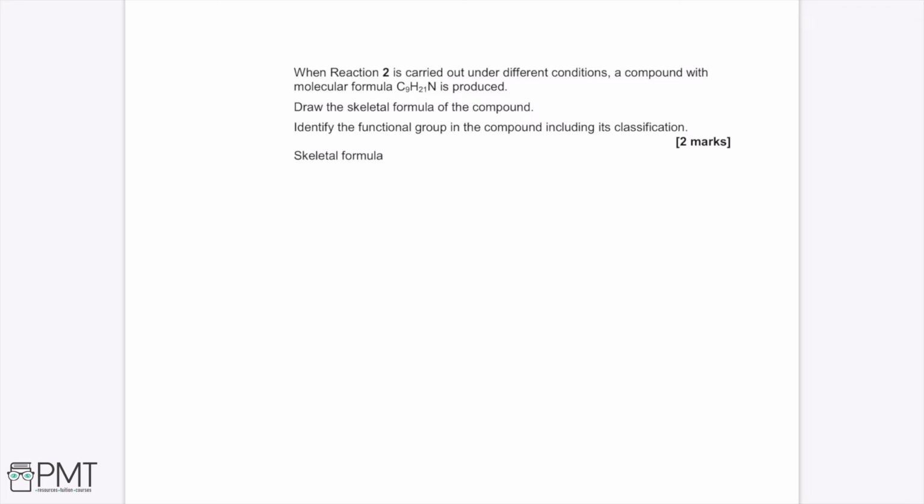For this next question, we are told that when reaction 2 is carried out under different conditions, a compound with the molecular formula C9H21N is produced. We are then asked to draw the skeletal formula of the compound and to identify the functional group in the compound, including its classification. So for this compound, we'll have a nitrogen in the centre where we are left with C9H21. Now we know that nitrogen can only form 3 bonds, so if we split C9H21 into 3 parts, we will get 3 propyl groups which have the chemical formula C3H7.